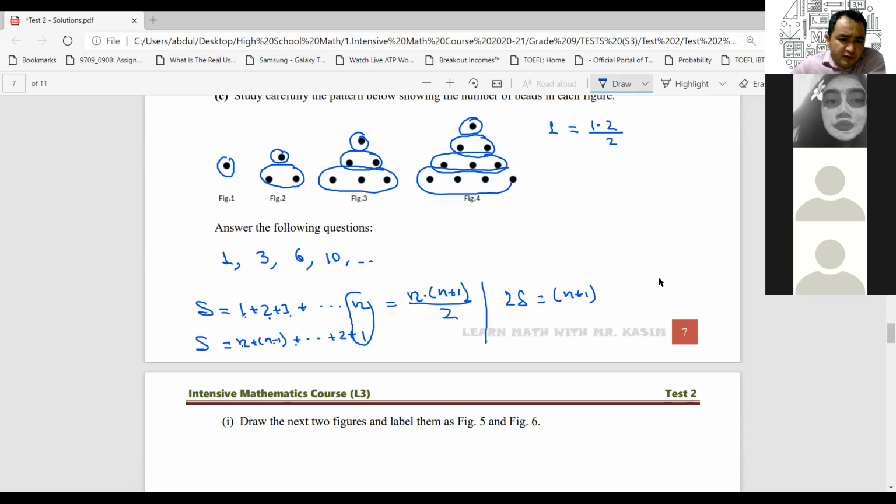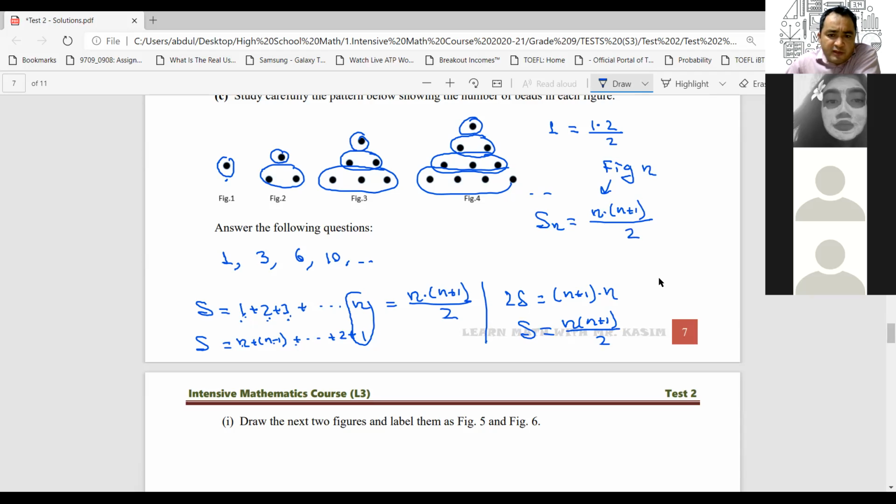How many n plus 1s do we have here? Starting from 1, 2, 3, up to n, so we have n of them, n times n plus 1. Now, if you divide both sides by 2, we have S equals n times n plus 1 over 2. That is this thing here. The first one is 1, the second is 1 plus 2, the third is 1 plus 2 plus 3, the next is 1 plus 2 plus 3 plus 4. So if it is the nth term, let's say figure n, how many beads will we have here? The sum S_n will be n times n plus 1 over 2.